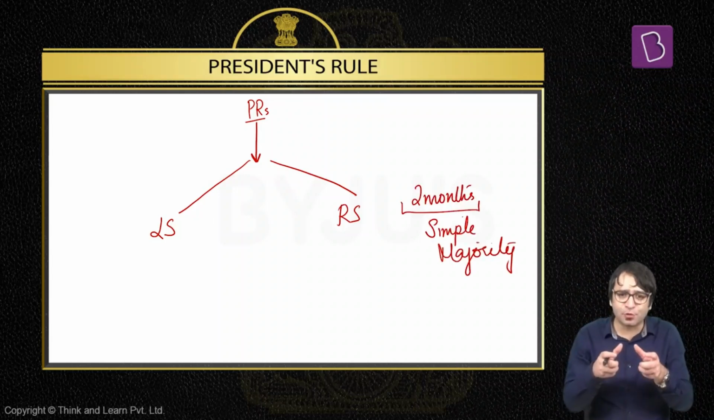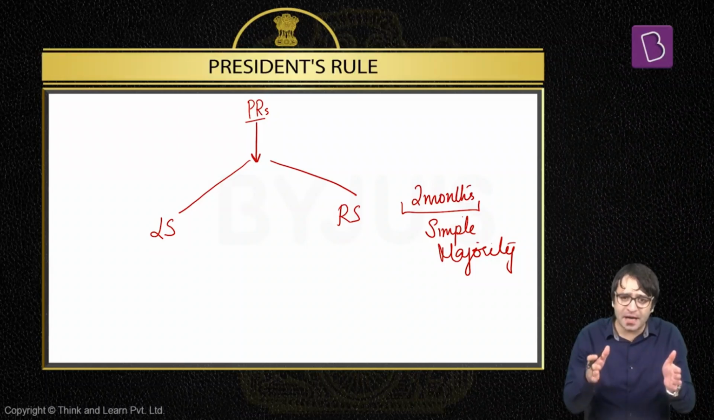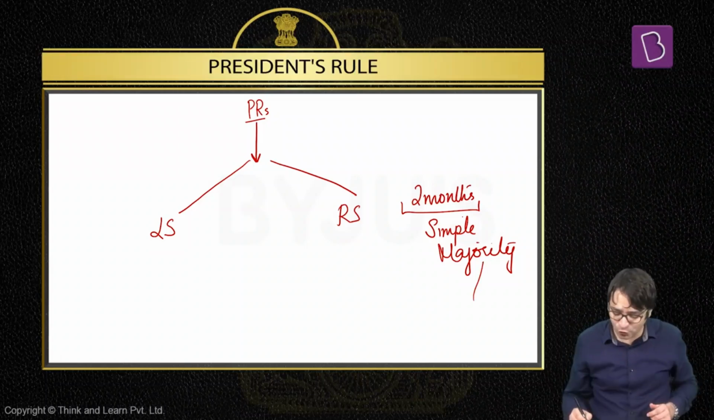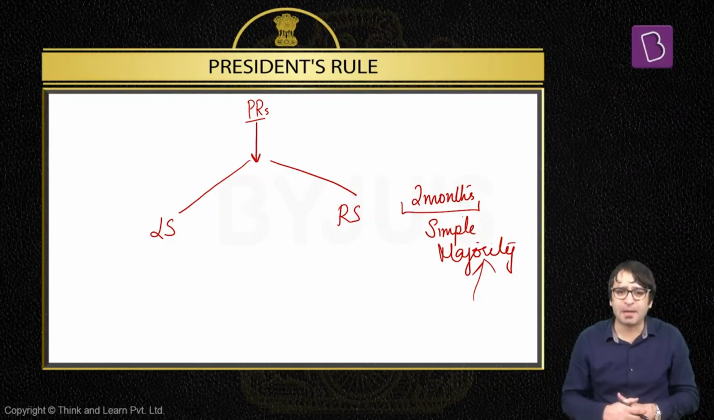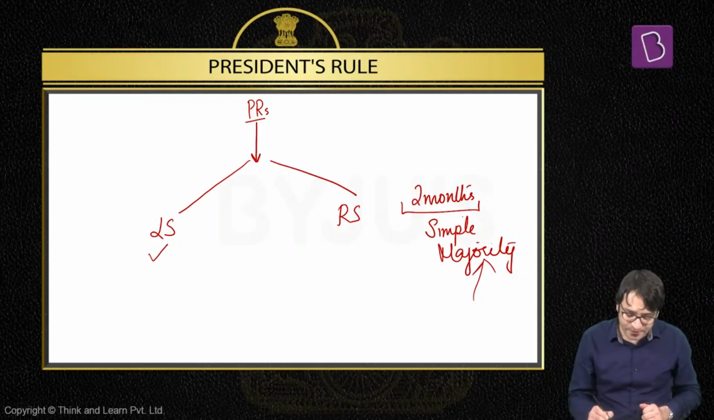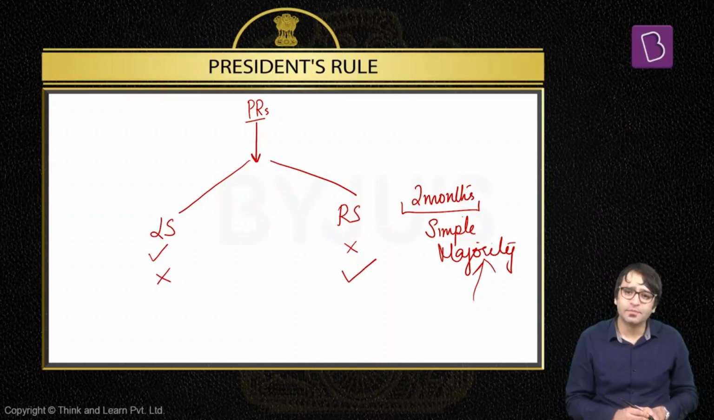But this president's rule, once it is proclaimed by the president, this president's rule shall have to be approved by both houses of the Indian Parliament within 2 months, that too by simple majority. That means more than half of the members present and voting. Let's say Lok Sabha approves it, Rajya Sabha does not approve it. President's rule will be revoked. Rajya Sabha approves it, Lok Sabha does not approve it. President's rule will be revoked.